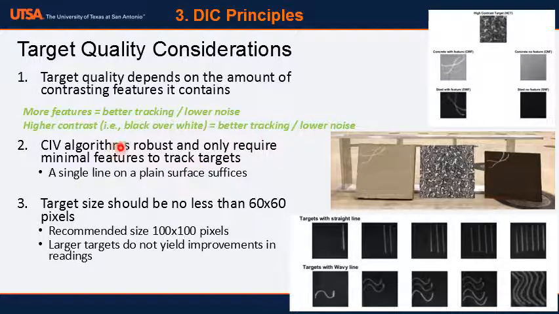Now, however, this is where the CIV system is really good. We spent a lot of time developing the algorithms and looking at which algorithms work better in what situations. And the system is fairly robust in terms of target quality. It needs minimal features to track a target reliably. Any surface with just the slightest feature, like one line, will be enough for it to track. So it's very rare, especially in older bridges, to find a surface that has absolutely no features at all.